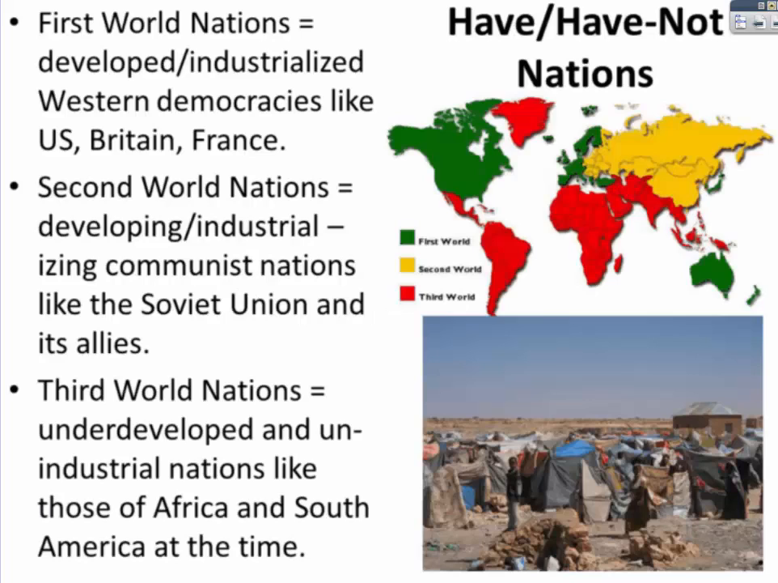Have and have not nations. It's the idea that the first world is represented by developed and industrialized Western democracies, like the United States, Britain, and France. They can be seen on this map to the right in green. Second world nations are developing and still industrializing communist nations like the Soviet Union and its allies. And then third world nations are underdeveloped and unindustrial nations like those of Africa and South America at this time.